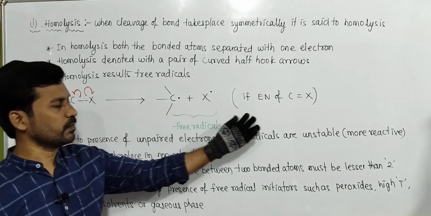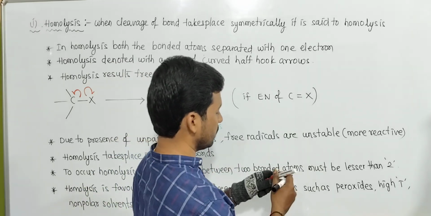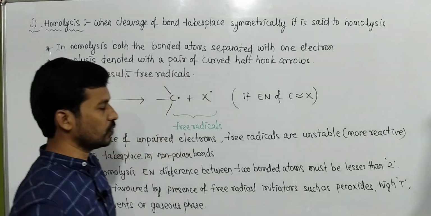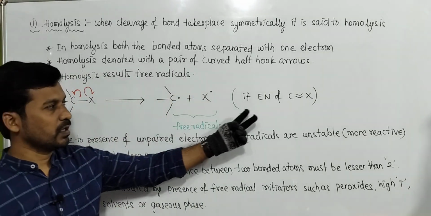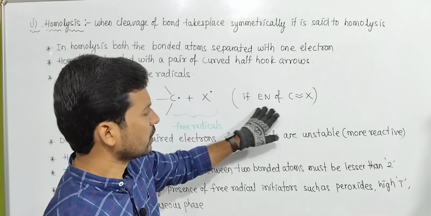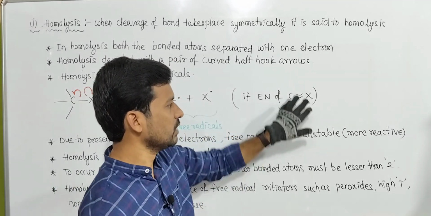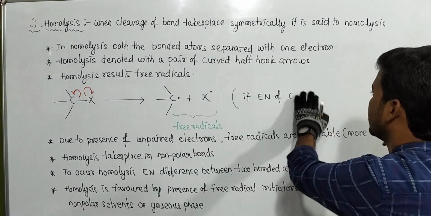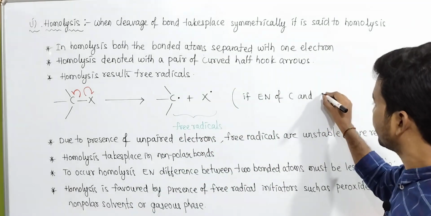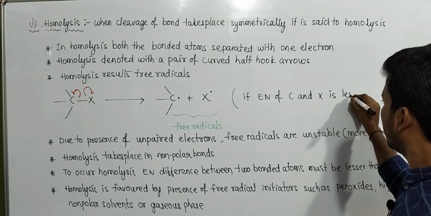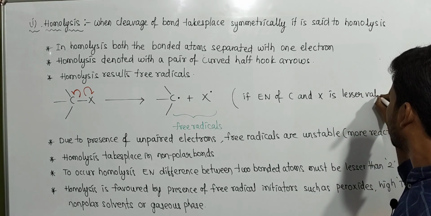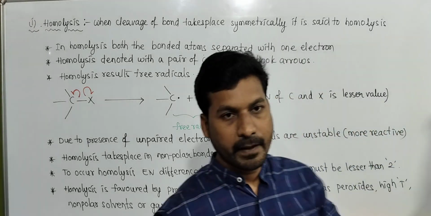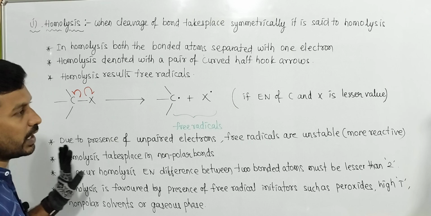This type of cleavage takes place if the electronegativity difference is almost similar or lesser than 2. The electronegativity difference between C and X must be lesser than 2.